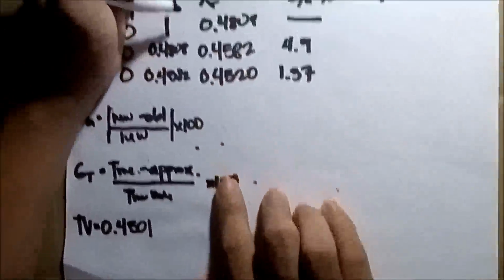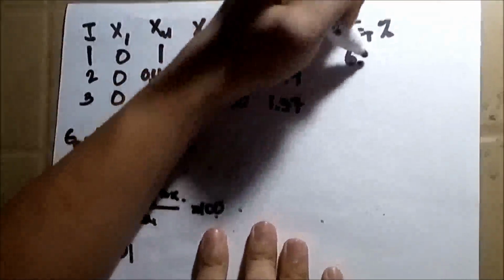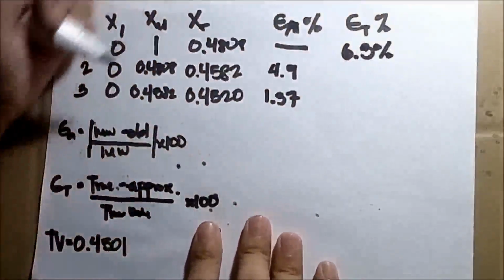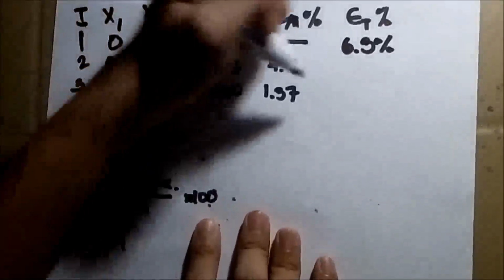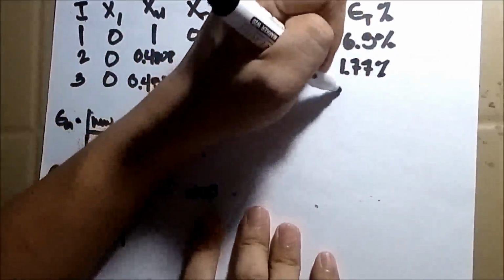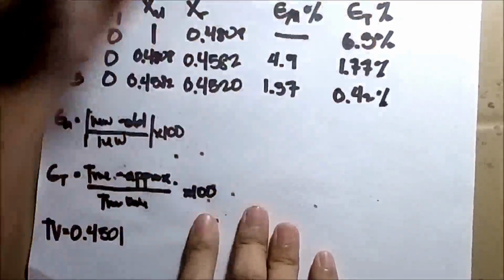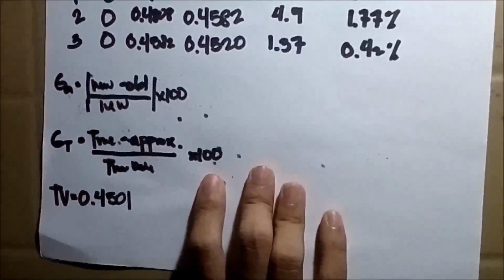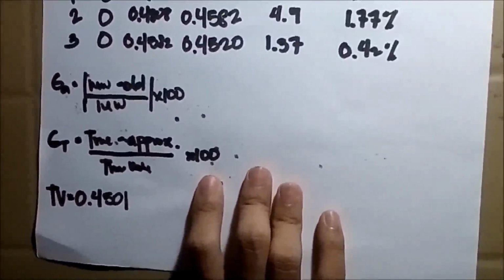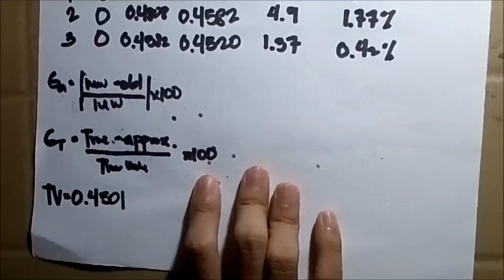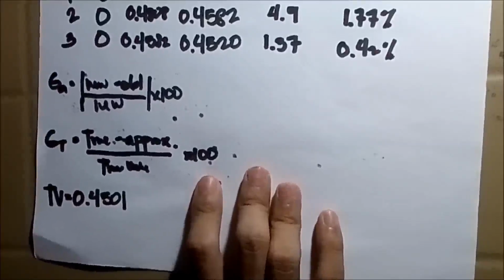In the first x_r, the true error percentage equals 6.3%. In the second iteration, it becomes 1.77%. In the third iteration, 0.42%. Which means that as we go through more iterations, we become nearer to the true value, that of the real root.